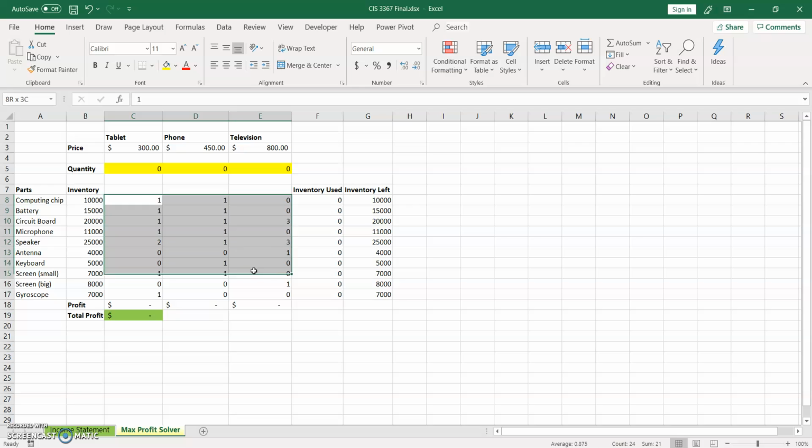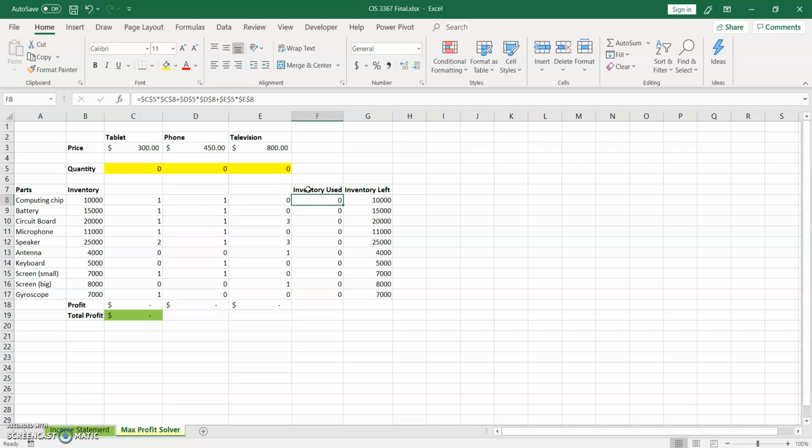And then these numbers right here just show how much of a part is needed to make that product. So let's say for the battery, we've got one battery to make one tablet, one battery to make one phone, and we need no batteries in order to make a television. Inventory used right here is how much of that inventory is used in total to make all three products.